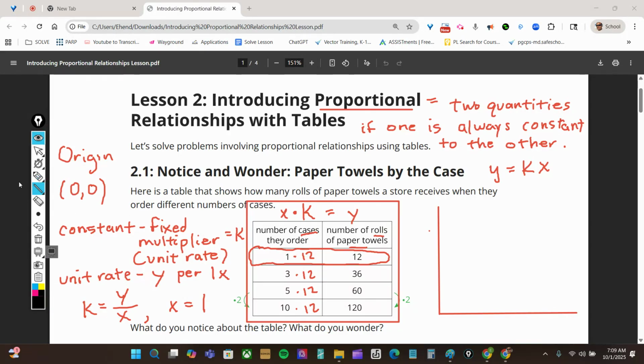Let me change the color. All right. So right here would be our origin, 0, 0 at the corner. I can make that a little bit neater. So 0, 0. All right, and let's look at the intervals.